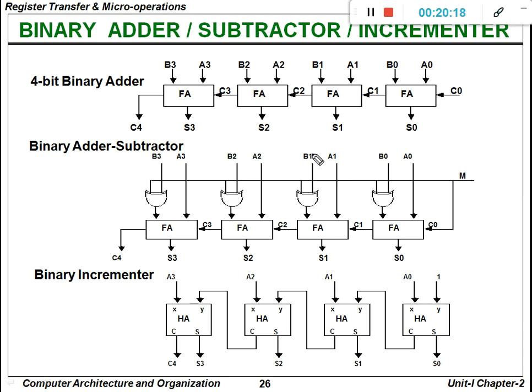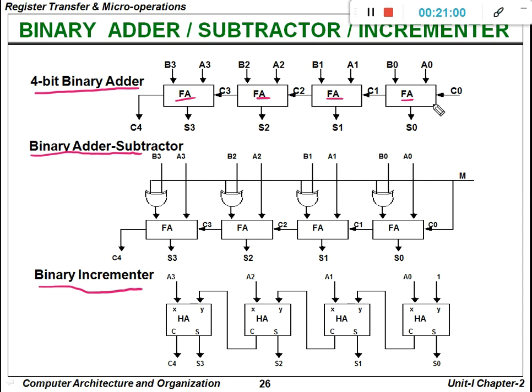So these are the various circuits for performing the basic arithmetic operations. The first one is a 4-bit binary adder. The second one is a binary adder subtractor, which is going to perform both the addition operation as well as the subtraction operation. And the third one is a binary incrementer. First, let us discuss the 4-bit binary adder. A 4-bit binary adder requires 4 full adders. So what is meant by a full adder? You already know, you have studied it in second year first semester in digital logic circuits.